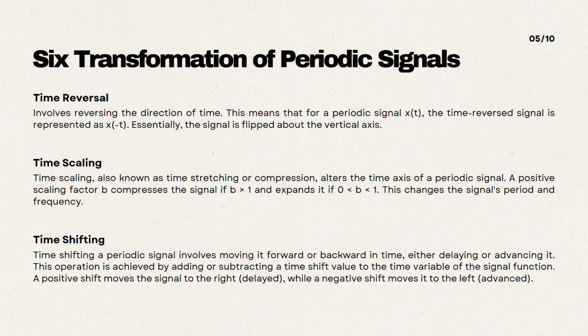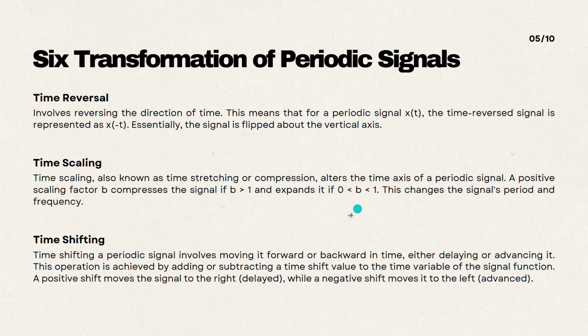First, the time reversal. It involves reversing the direction of time. This means that for a periodic signal x of t, the time-reversed signal is represented as x of negative t. Essentially, the signal is flipped about the vertical axis. The second is time scaling, also known as time stretching or compression. It alters the time axis of a periodic signal. A positive scaling factor b compresses the signal if b is greater than 1, while it expands if 0 is less than b is less than 1.